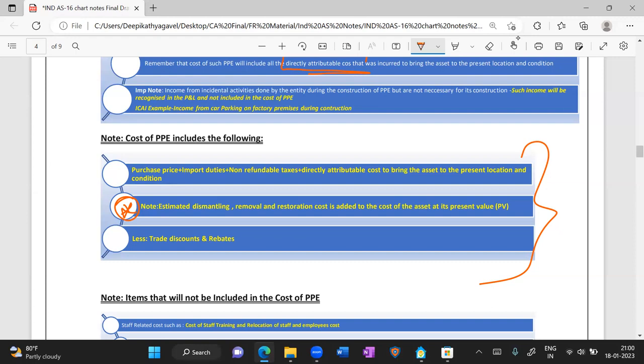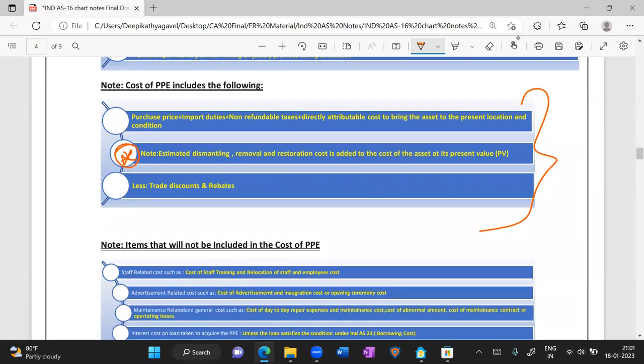In detail, you would have discussed this in the class, and you have a lot of illustrations in your ICAI material, which helps you understand this concept. I'm just trying to revise it. If you know that after 10 years there's going to be some dismantling, restoration, or removal cost, today its present value will also be added to the cost of PPE, and slowly that present value you will start unwinding over the period of the asset.